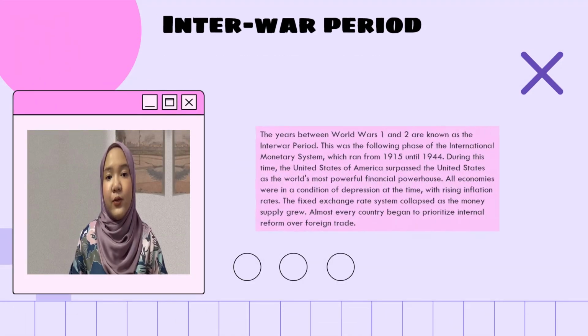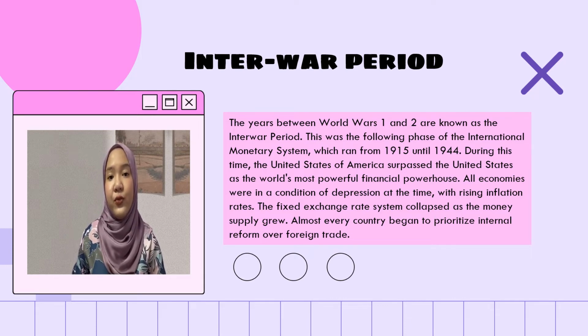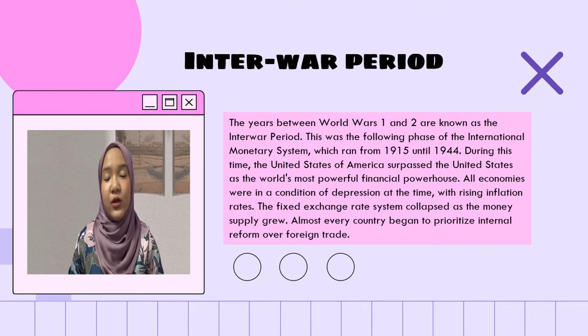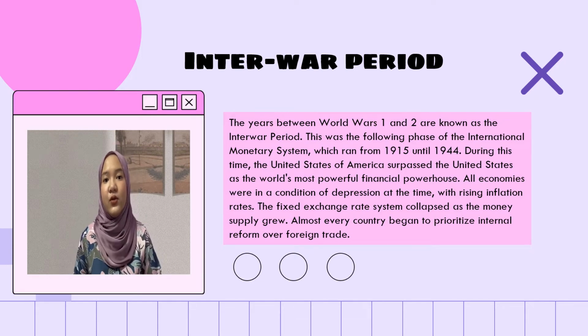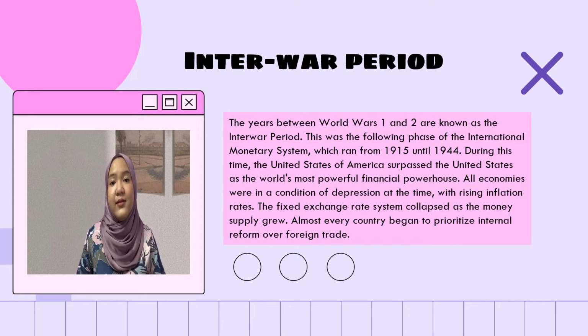The interwar period was between World War I and World War II. This was the following phase of the international monetary system, which ran between 1914 until 1944. During this time, the United States of America surpassed the United Kingdom as the most powerful financial powerhouse. All economies were in depression at the time, with a rising inflation rate. The fixed exchange rate system collapsed as the money supply grew. Almost every country began to prioritize internal reform over foreign trade.